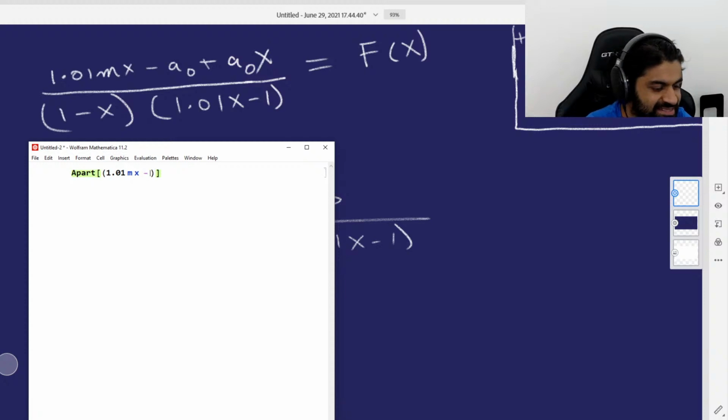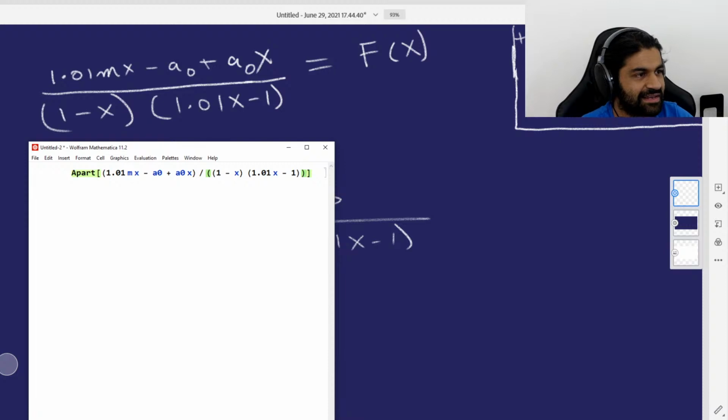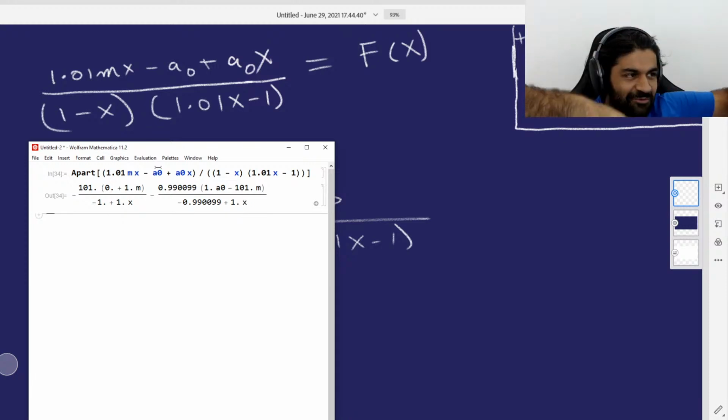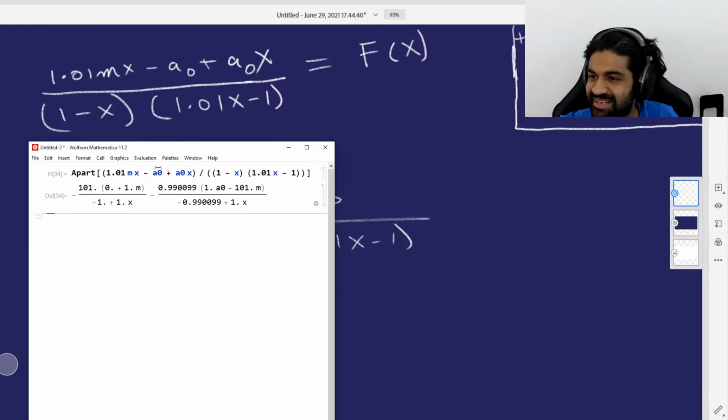mx minus a naught. A naught in our case was $1 million. A naught x, and then you divide by 1 minus x, 1.01 x minus 1. Okay, so do that. Okay, it has partialed. We have partial fractioned our expression.